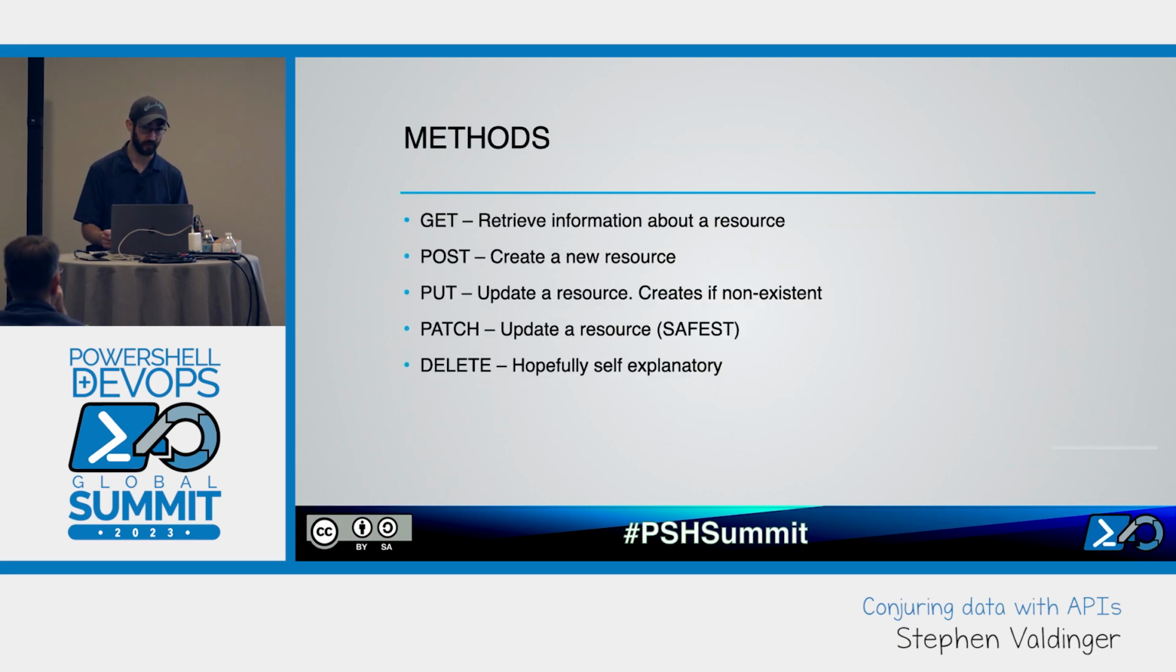So let's talk about methods for a second. There's a few of them. A get method retrieves information about a resource, right? You send a request to a get thing. So maybe you've got an API endpoint that's about cars, right? So you say, hey, send me to this thing /cars and give me Fords, right?